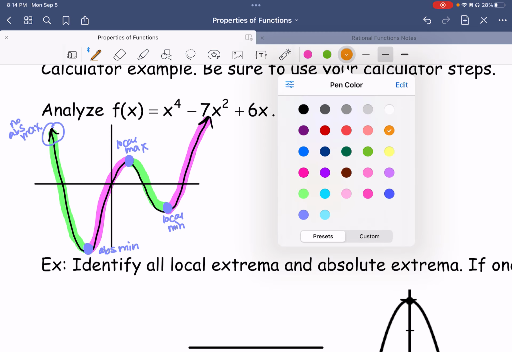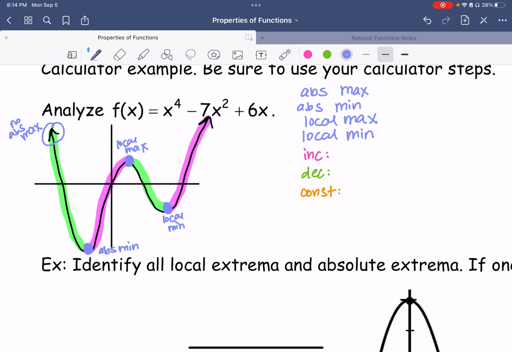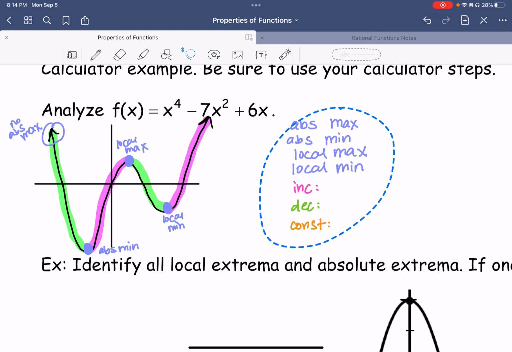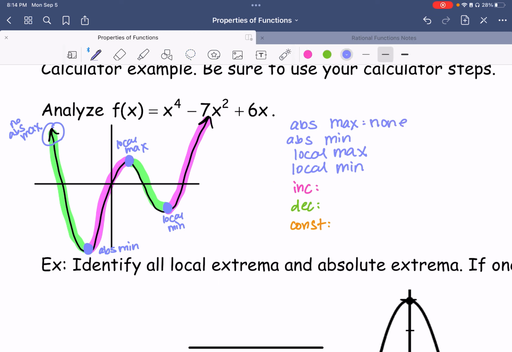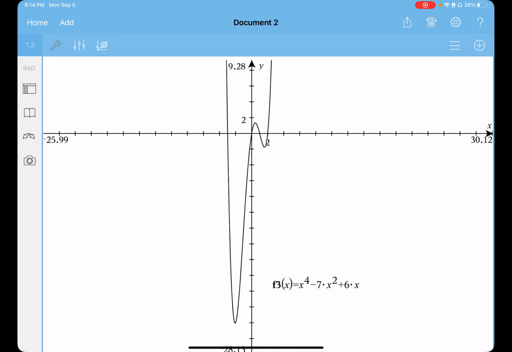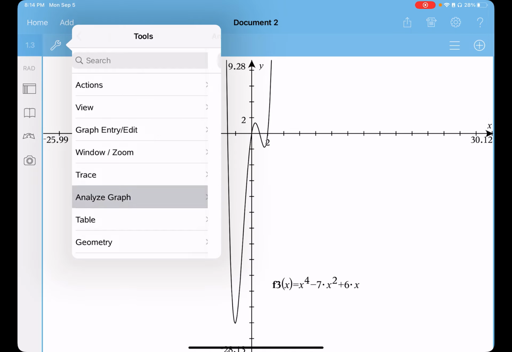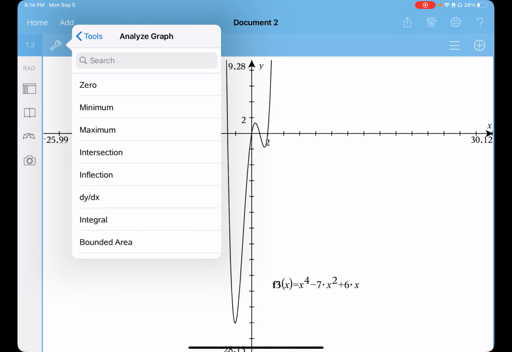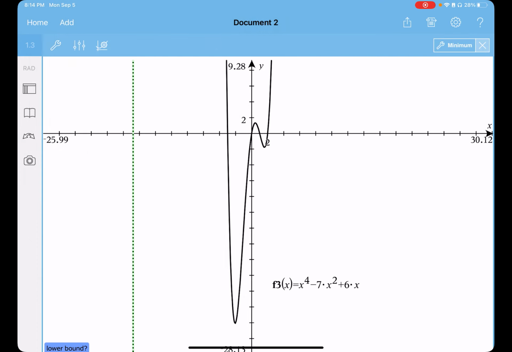Okay, so let's go to the graph now, and I'm going to show you how to find all of these points. So the first one was absolute maximum. We have already said there is none. So let's try to find the absolute minimum, which is this point down here. Okay, so let's go to the graph and you're gonna do menu, analyze, and then you're gonna be specific because notice we have minimum and maximum as options. And so we said we're gonna find the absolute minimum first. So I'm gonna select minimum.